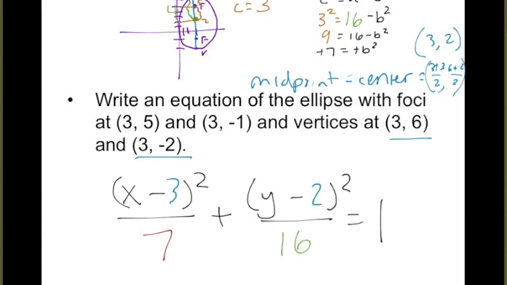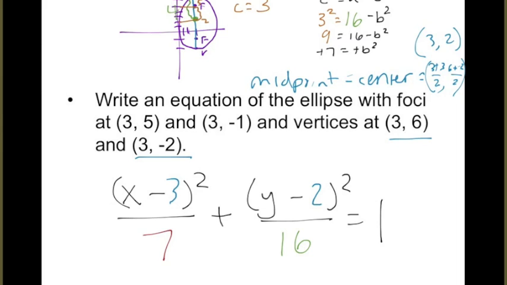Questions? Where did you get your midpoint information? Midpoint we learned about in section 10.1, and that is the average of the 2 points. So I'm taking the average of the 2 vertices to find the midpoint. So our vertices at 3, 6 and 3, negative 2, I want to take the average of those. So add them together and divide by 2.